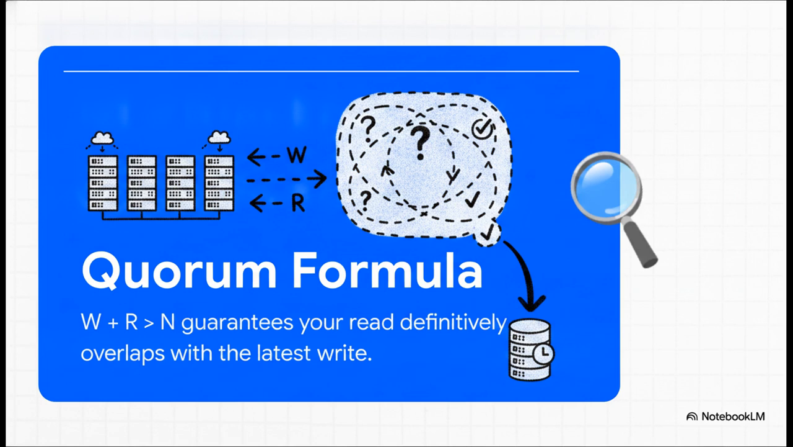If we set W to 2, it means every time we save data, we force at least 2 out of the 3 servers to confirm they saved it. If we set R to 2, it means every time we read data, we ask 2 different servers what they have. Because 2 plus 2 equals 4, which is strictly greater than our 3 total servers, the math guarantees that our read request will definitively overlap with at least one server that saw our latest write. We will always get the freshest data, and we did it without needing a leader.